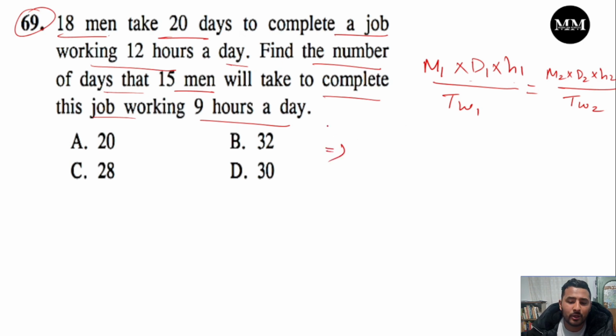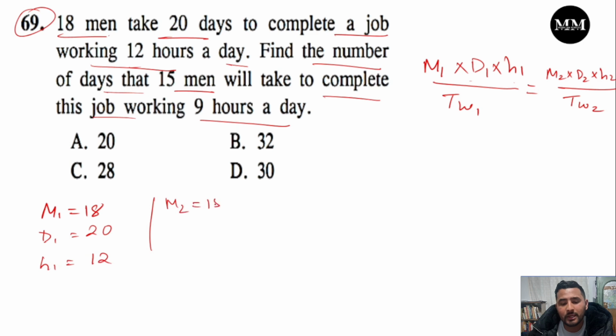Let me write it down like this. Given things first. 18 men, so m1 will be 18. How many days? D1 will be 20 days. They are taking 12 hours to complete a job, so H1 will be 12 hours. Now the second part is to find the number of days. M2 will be 15 men, who will take to complete the job working 9 hours. So H2 will be 9 hours. We have to find D2.